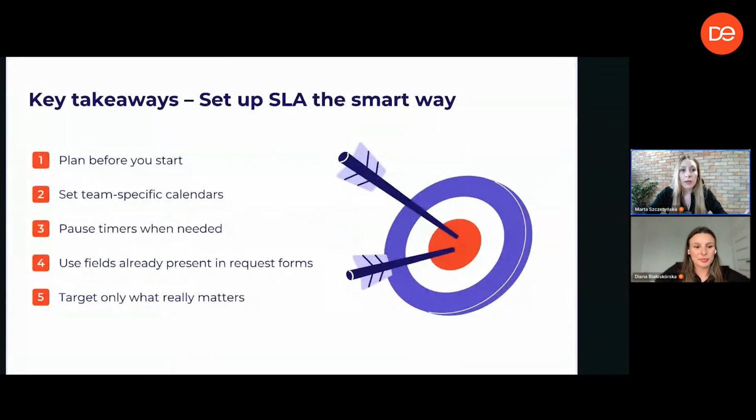So first of all, plan before you start your SLA configuration. Think about your projects, about teams, about different time zones, if you need to cover them in your organization. Thanks to that, try to decide whether you need a native SLA solution, a JSM solution, or more advanced options. Then think about setting team-specific calendars. We mentioned before that especially when teams are working in different time zones, it will be really important to define a calendar for each of the people from different regions.